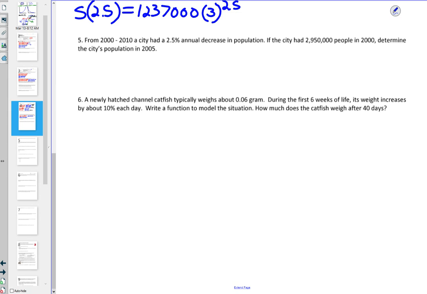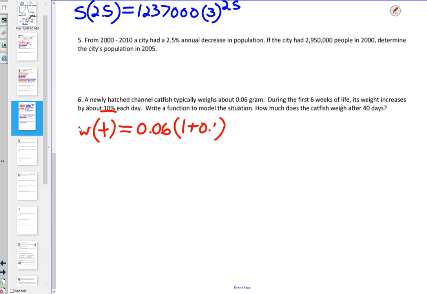Let's do it together because we're running out of time here. So here we're going for weight, I guess. So W of a catfish, what does it depend on? Time, yeah, time's a very common input. It's equal to, what does a catfish weigh at the beginning? 0.06 times. They tell you it's a growth and it's increasing by 10%. What is 10% as a decimal? 0.1, so we go 1 plus 0.1 to the power of how many days?